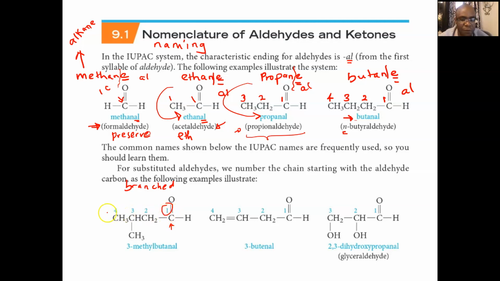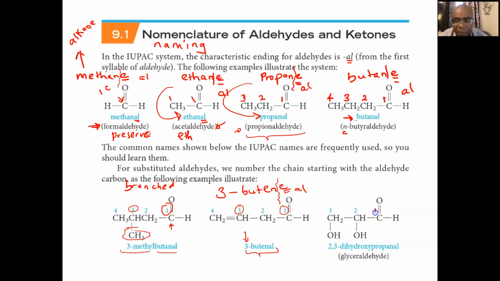So numbering, you get 4 carbons on the longest chain, which means this becomes a substituent and it's on the 3rd carbon, so it's 3-methylbutanal. Here we have a double bond, we have the carbonyl, so again we prioritize the carbonyl over the double bond. The double bond is on position 3, so it should have been 3-butene, but it's an aldehyde, so we drop the e, we replace it with -al, so the name becomes 3-butenal.